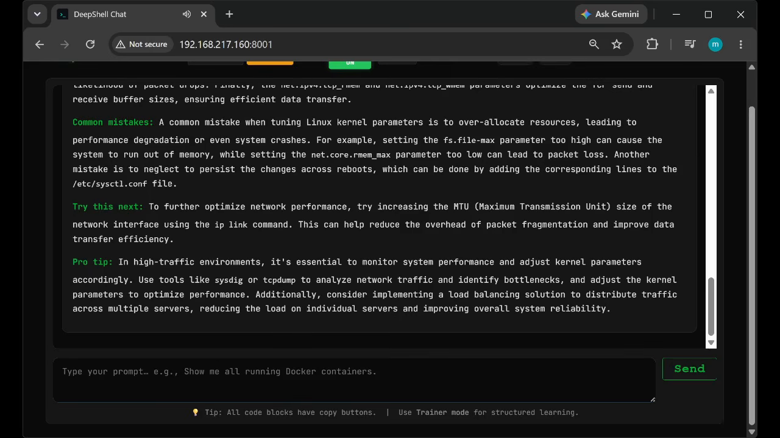Additionally, consider implementing a load balancing solution to distribute traffic across multiple servers, reducing the load on individual servers and improving overall system reliability.